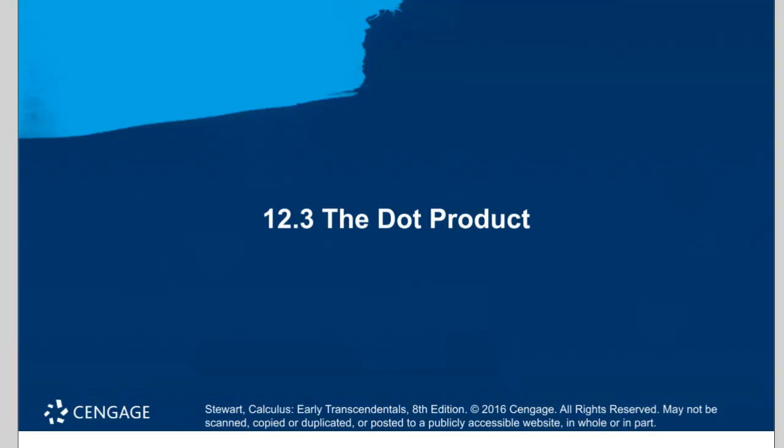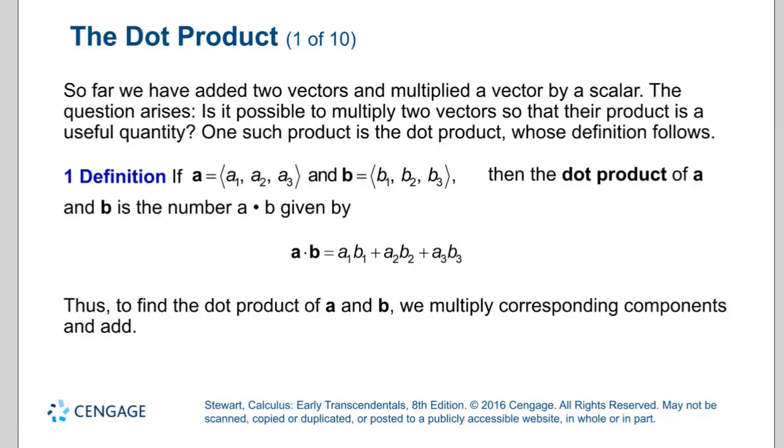In this video, we're going to look at the dot product. So far, we've looked at adding two vectors together and multiplying a vector by a scalar. So now, is there a way that we can multiply two vectors together? That is what's known as the dot product. The dot product is going to give us a single number answer at the end, however. It's not going to give us a vector.